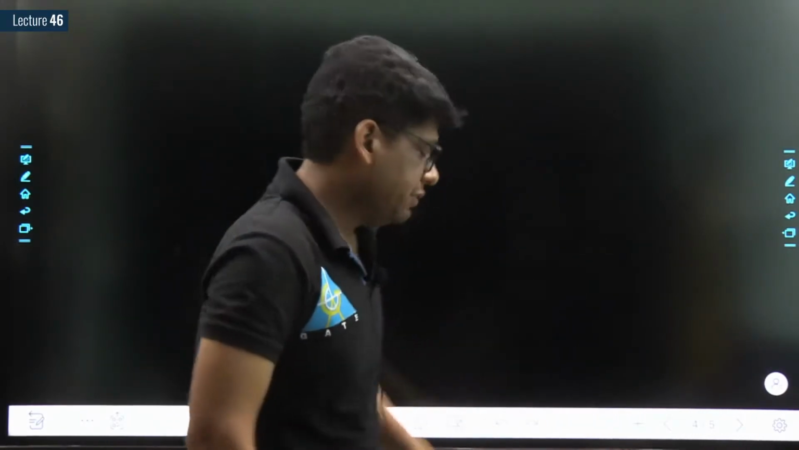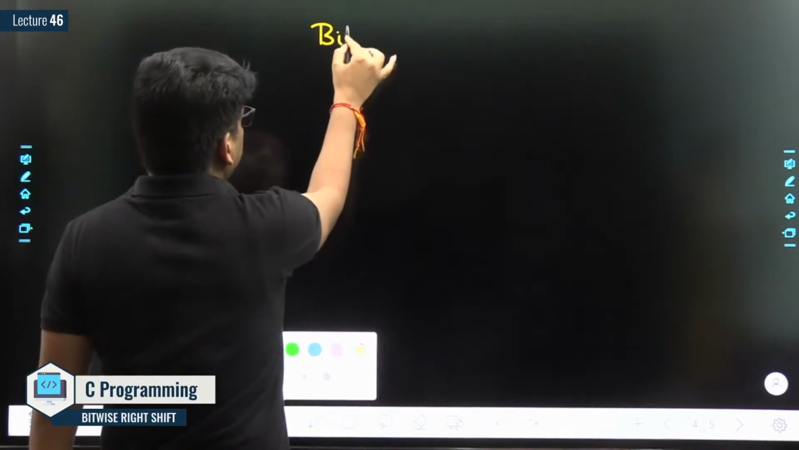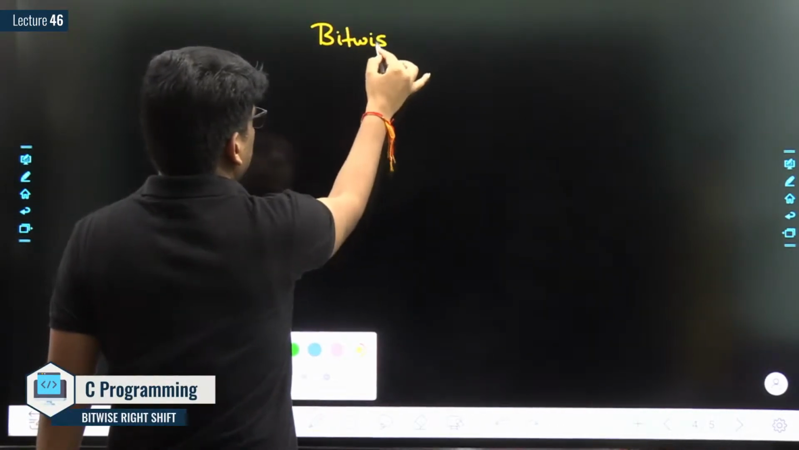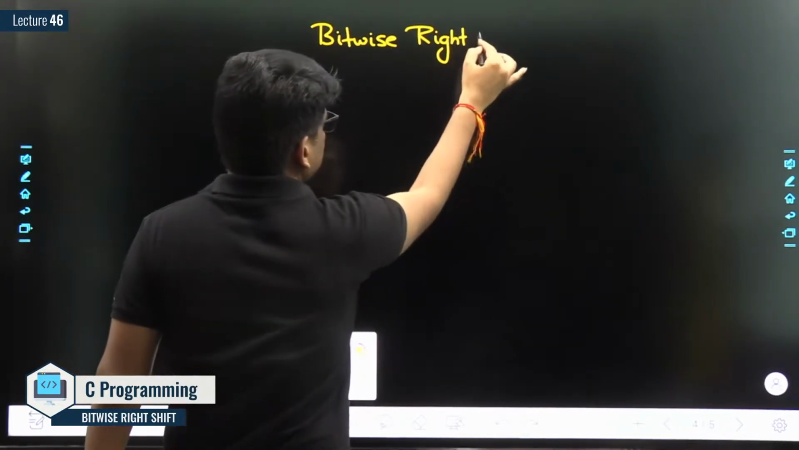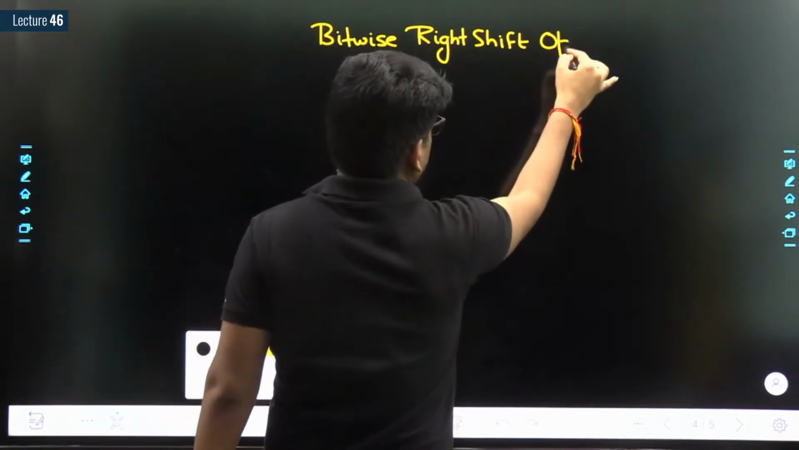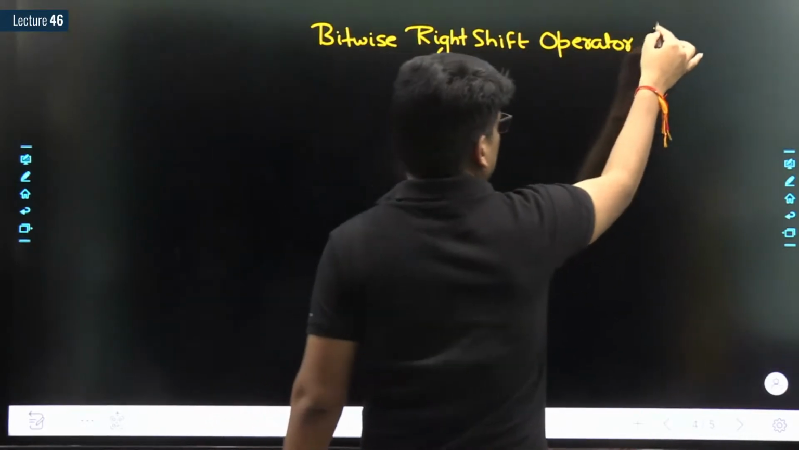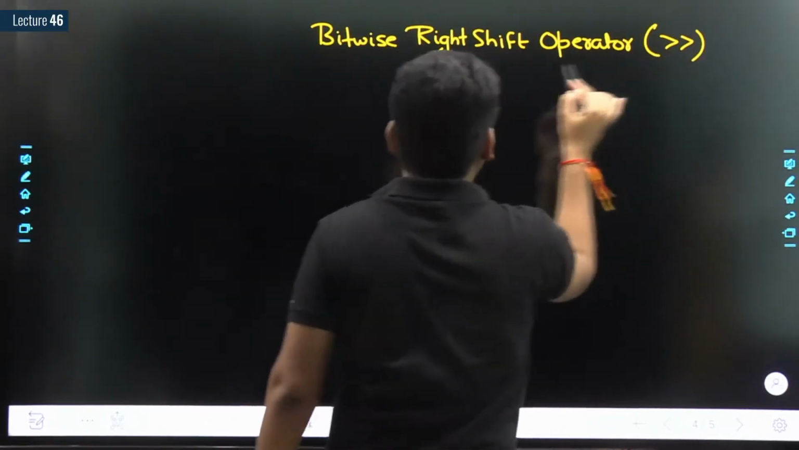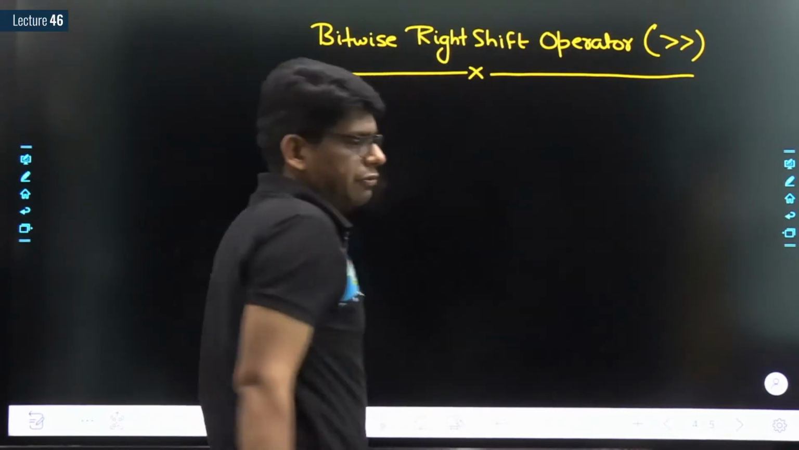So in this session, we will discuss the bitwise right shift operation. Bitwise right shift operator. So the symbol, okay. Let's learn the bitwise right shift operator.